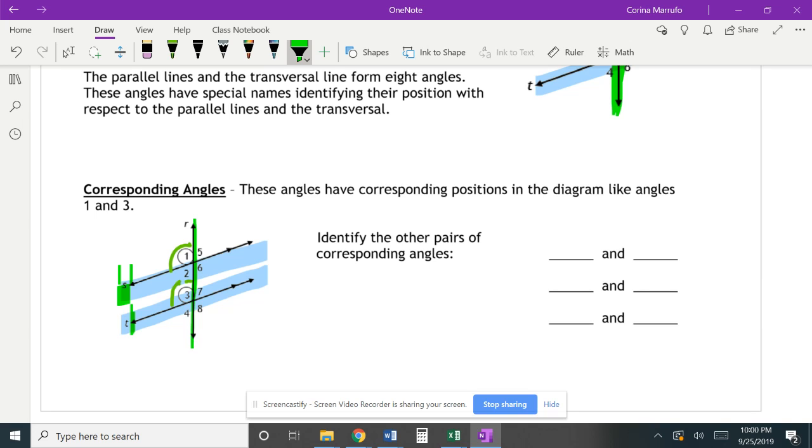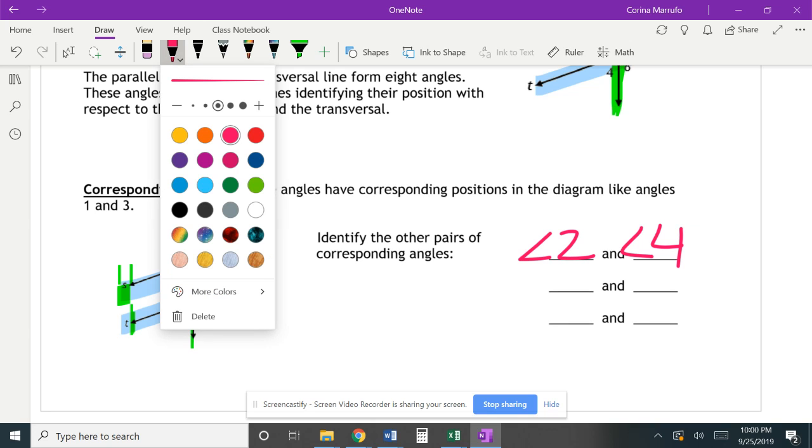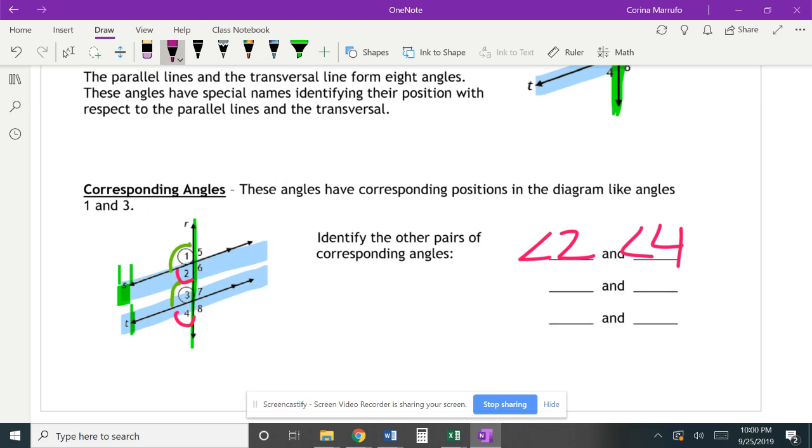Okay, so then here it says identify the other pairs of corresponding angles. So the other pairs of corresponding angles, the next pair is going to be 2 and 4. So angle 2 and angle 4. All right, the next one is going to be angle 8 and angle 6. Both of them have the same position. They're both on bottom of the parallel line, and they're both to the right of the transversal.